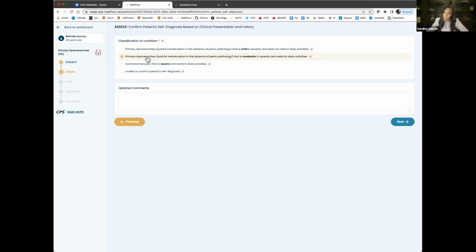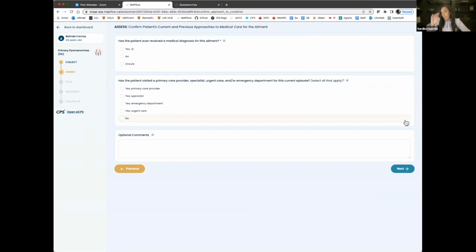So the classification of the condition is primary dysmenorrhea, painful menstruation in the absence of pelvic pathology that is moderate in severity and restricts daily activities. That's different than one that's mild or severe. And if you want to know why this is different or how it's going to impact my plan, you could just hover over the tooltips and it'll give you the differences: what moderate would do versus what mild would do in terms of your plan as a pharmacist, versus severe, versus if you're unable to confirm that patient's self-diagnosis.